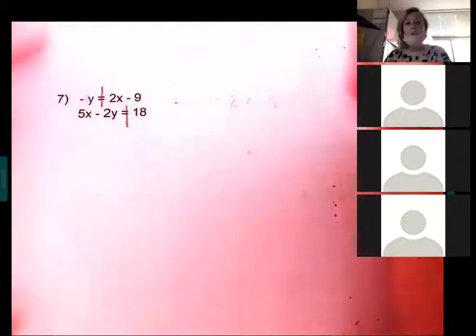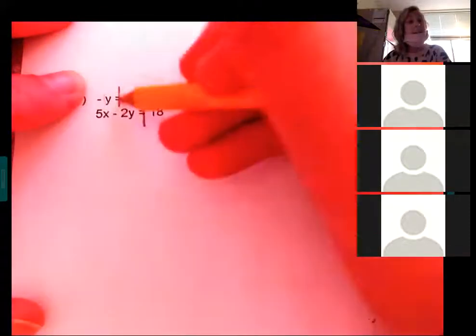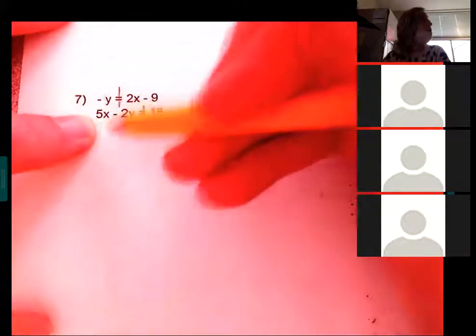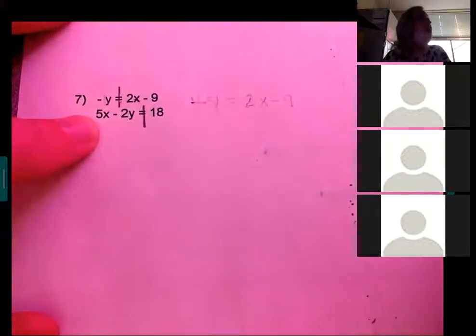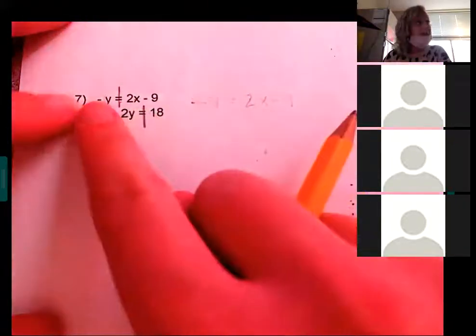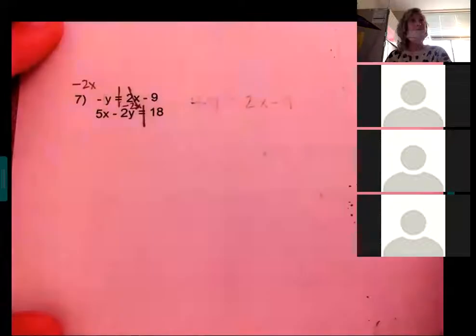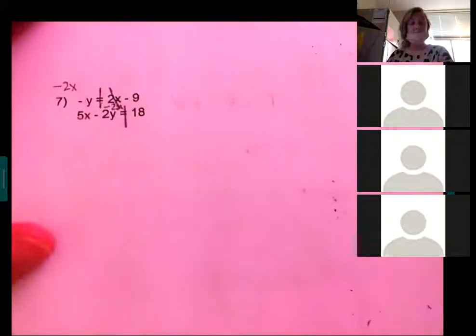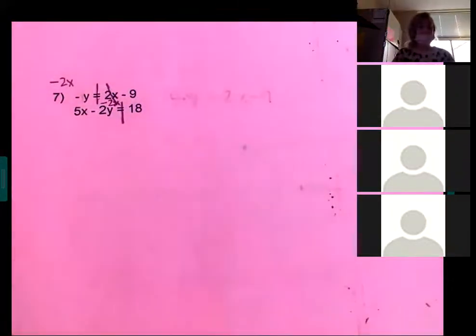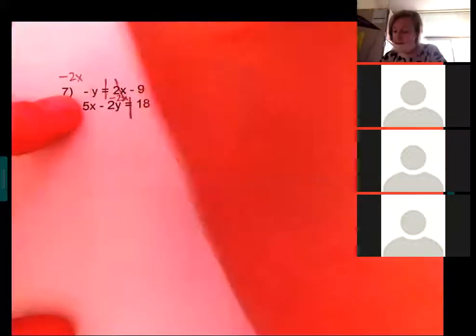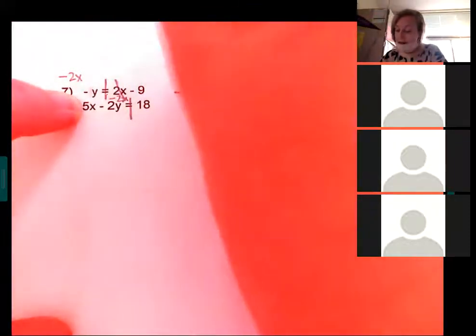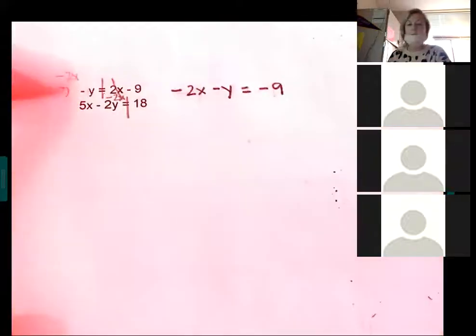What do you need to move over to the left side? The x's in this first one are on the right, and they need to be on the left to match up with the bottom one, right? Okay, everybody look at me. How do you move a positive 2x over? Yes, you subtract it. So we're going to subtract that 2x to go over on the left. Now you are writing. Do y'all agree this is now negative 2x minus y equals negative 9?